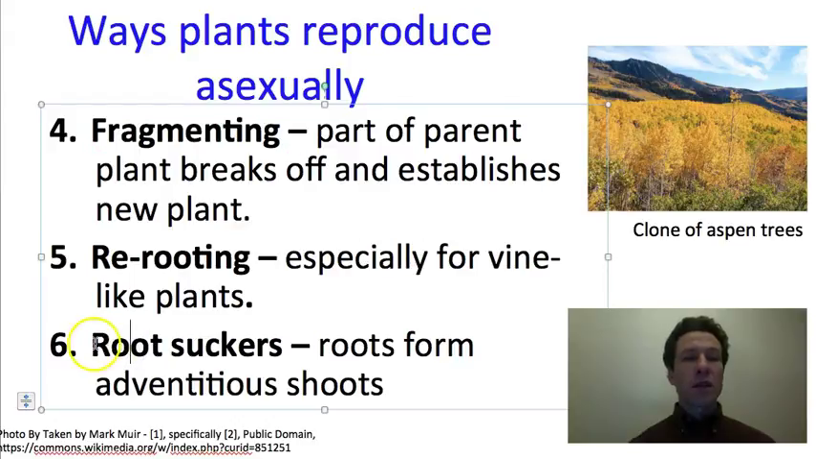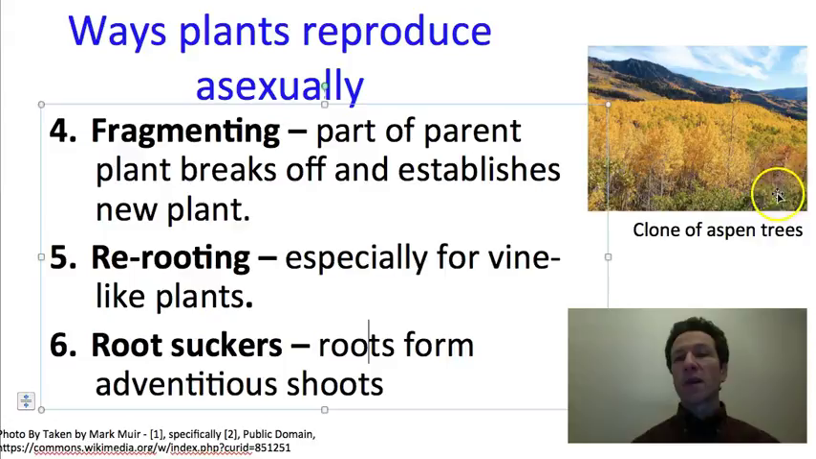Finally, we can get root suckers forming. This is when shoots form off of existing roots. This is kind of the opposite of adventitious roots, where roots form on stems. Now we have stems forming on roots. Then those new stems come up and form new above ground plants.